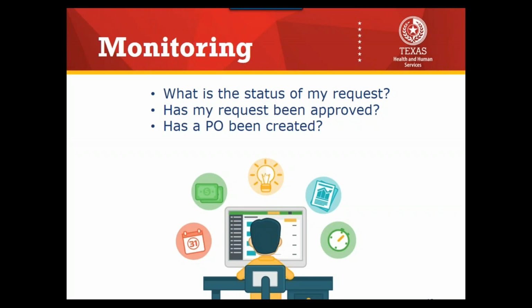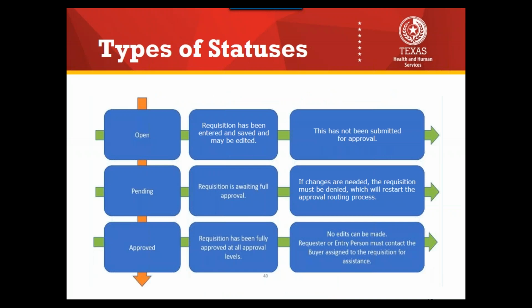So let's talk about that now so you understand the steps and where you could possibly help in moving the requisition faster too. So types of statuses. If it's an open status, this means the requisition has been entered and saved, but it's still open, so you're still able to edit it. It has not been submitted for approvals yet, right? If it shows pending, that means it's awaiting approvals.